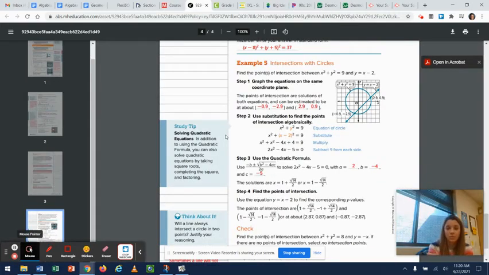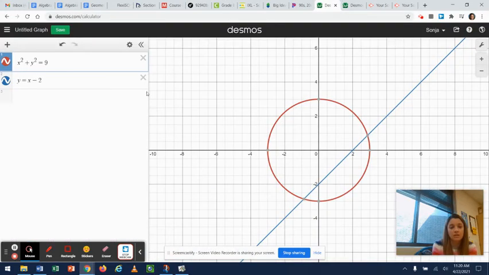Okay, in the last example, we're going to find the intersection between a circle and a linear function. We are not going to do this by hand as you see here. We're going to type these equations into Desmos. So you're going to want to open your Chromebook and go to desmos.com. And then you want to click on the graphing calculator button. You should be seeing a screen similar to mine. I went ahead and typed in both equations, which you can do the same.